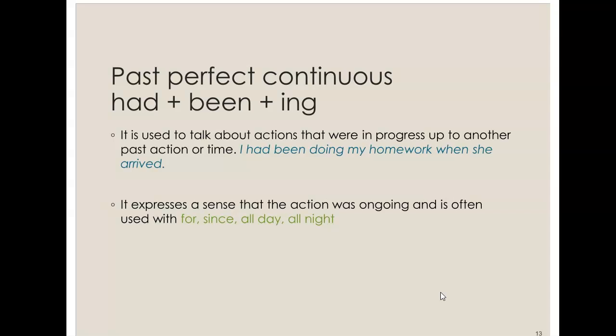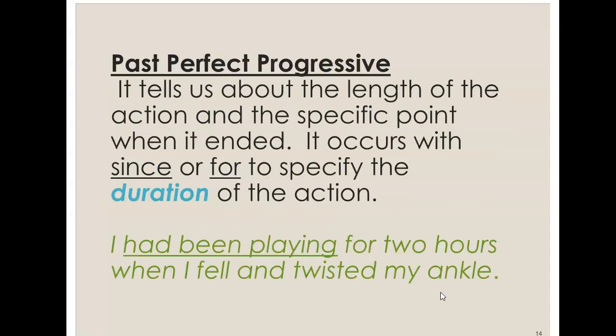It is used to talk about actions that were in progress up to another past action or time. I had been doing my homework when she arrived. Yes, it expresses a sense that the action was ongoing and is often used with for, since, all day, and all night. Past perfect progressive. It tells us about the length of the action and the specific point when it ended. It occurs with since, which specifies the duration of the action. I had been playing for 2 hours when I fell and twisted my ankle.